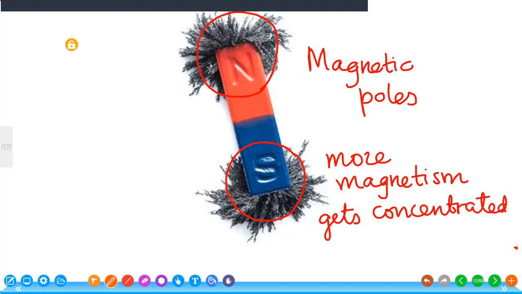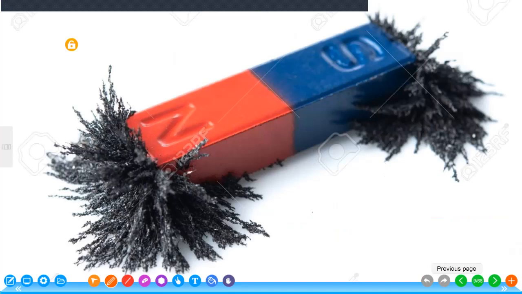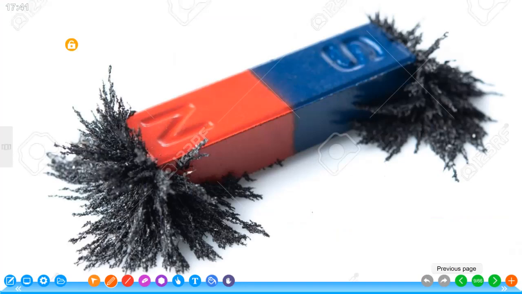Right. Therefore, we discuss several features here. Now, if we take any magnet, you can get the poles there, North Pole and South Pole. Then we get a magnetic field where we get the magnetic effect. And the magnetic field is made up of magnetic field lines. And then we studied that there are magnetic poles where more magnetism gets concentrated.